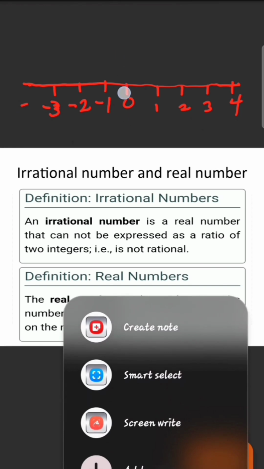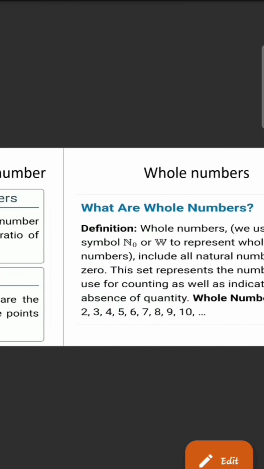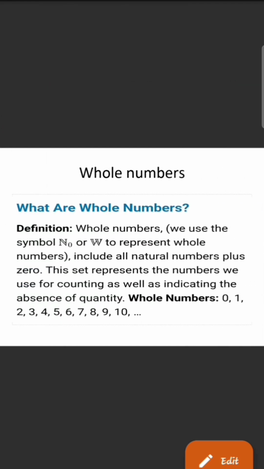So all these are real numbers, the set of all numbers on the number line, from the positive to the negative sides. That is that on real numbers. So now the last one, but not the least, is the whole number.